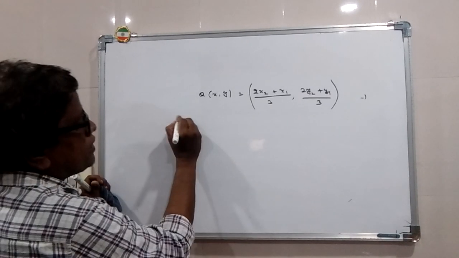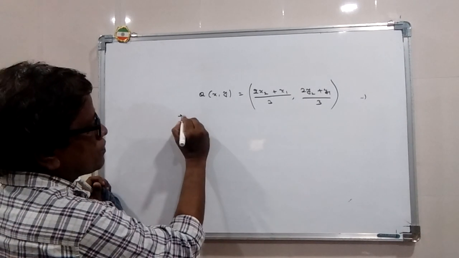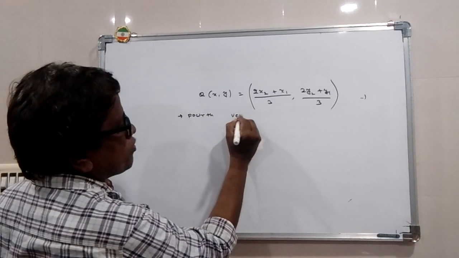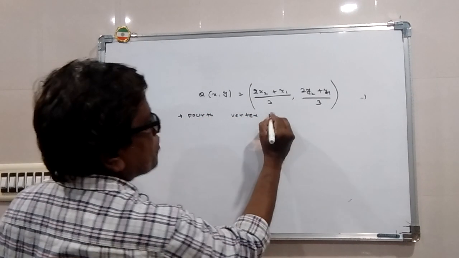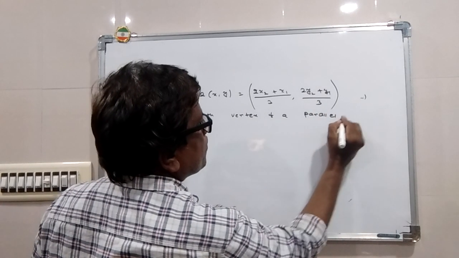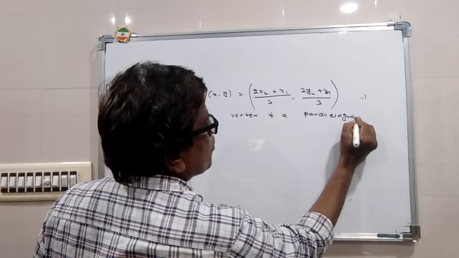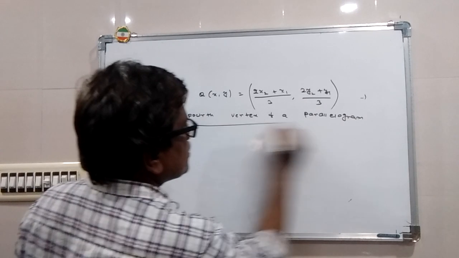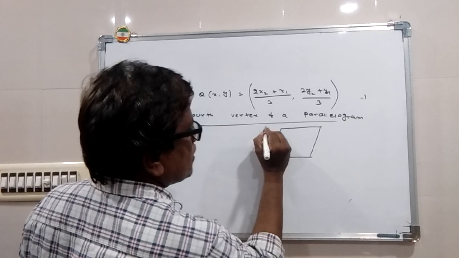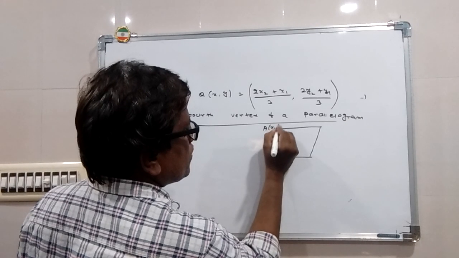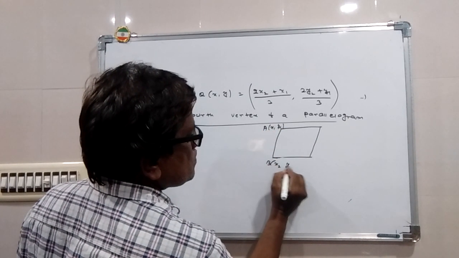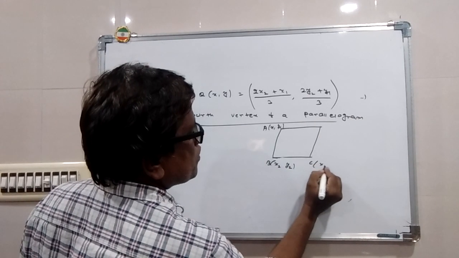Similarly, suppose I have to find the fourth vertex of a parallelogram. How can I find the fourth vertex? Here it is a parallelogram whose three vertices are given. Let this be (x1, y1), this point (x2, y2), and this (x3, y3).